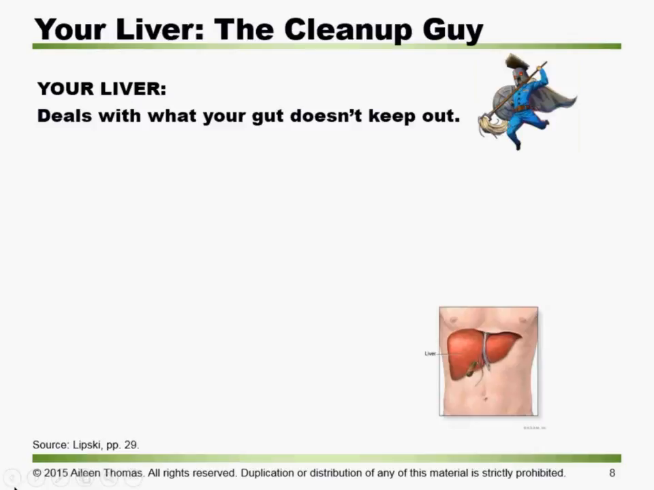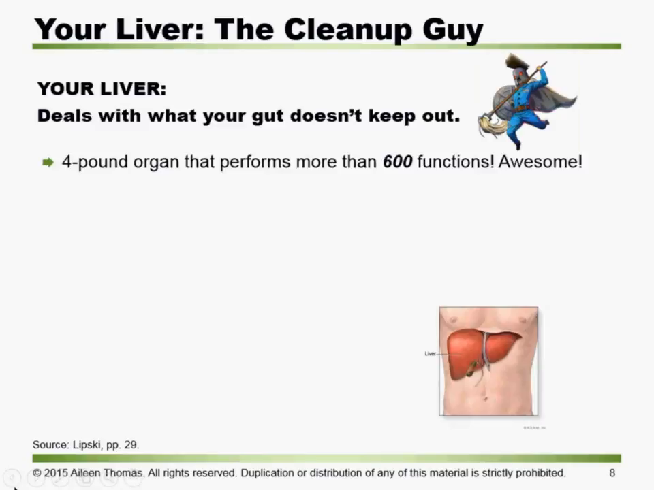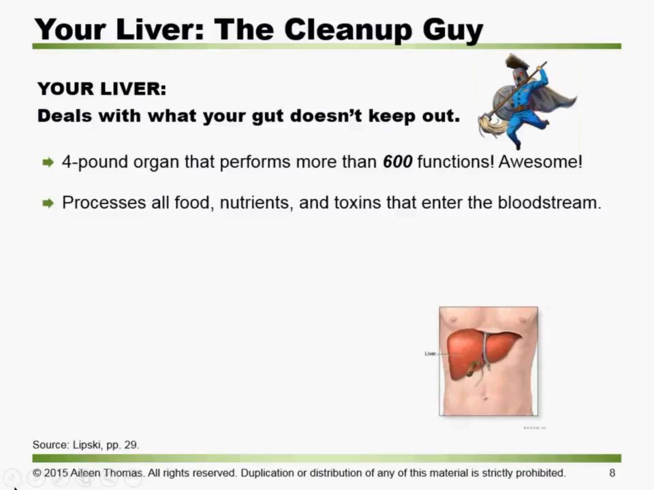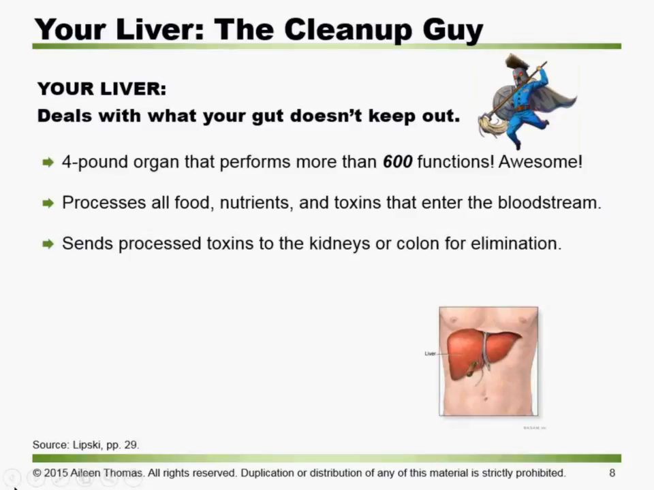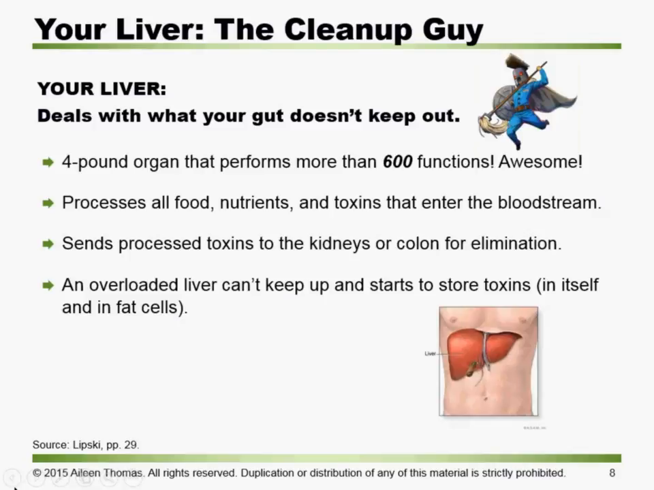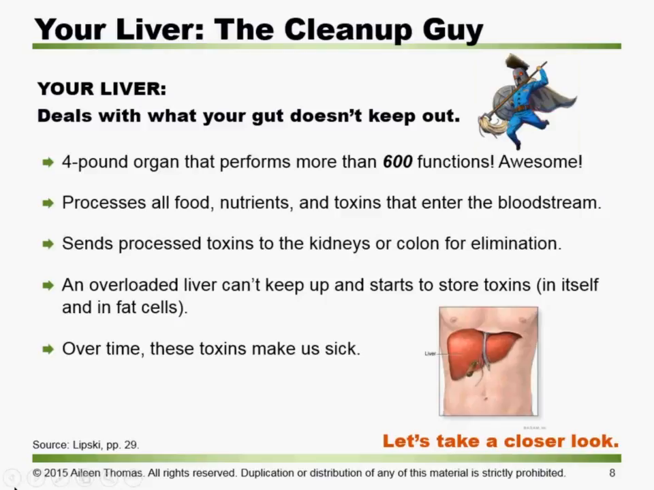The liver is a truly mind-boggling organ. It weighs about 4 pounds and performs more than 600 functions. That's awesome! It processes all food, nutrients, and toxins that enter the body and sends neutralized toxins to the kidneys or colon for elimination. A liver that's overloaded with processing toxins will eventually not be able to keep up, and it will start to store toxins. Over time, those toxins make us sick. Let's take a closer look.